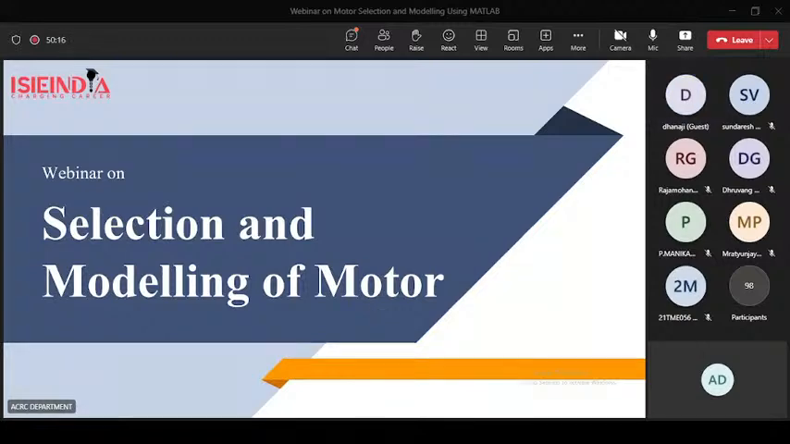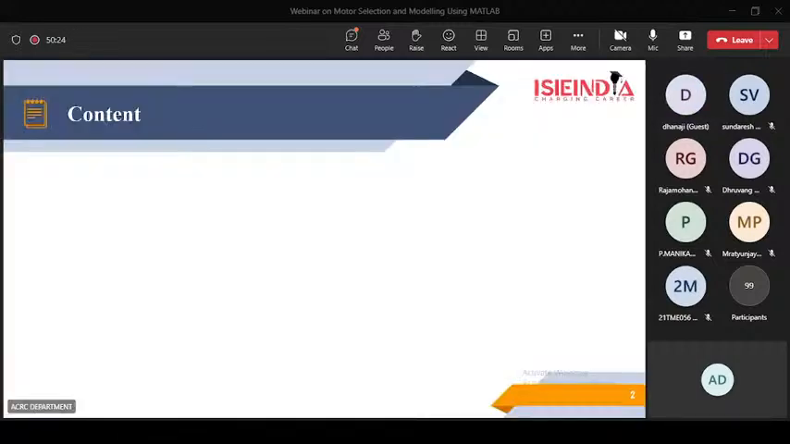I welcome you all to this webinar on selection and modeling of motors. Today we will talk about the motor: what the criteria are, how motor selection is done, and how we do some mathematical modeling of a motor in MATLAB.